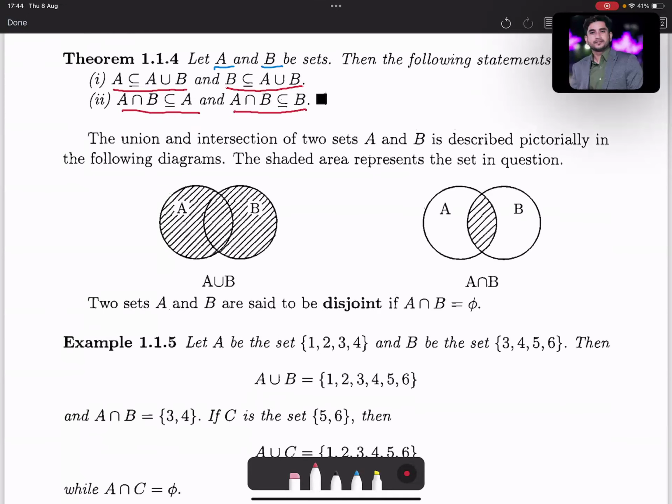The union and intersection of two sets, A and B, is described pictorially in the following diagrams. The shaded area represents the set in question. So we are saying union can be denoted by this, and intersection can be denoted by this.